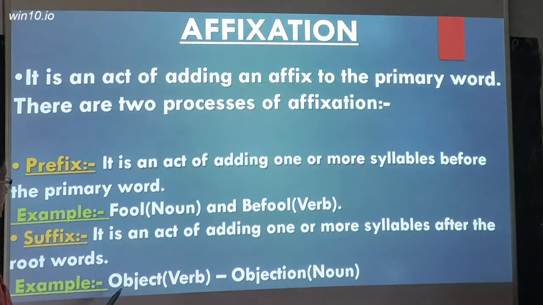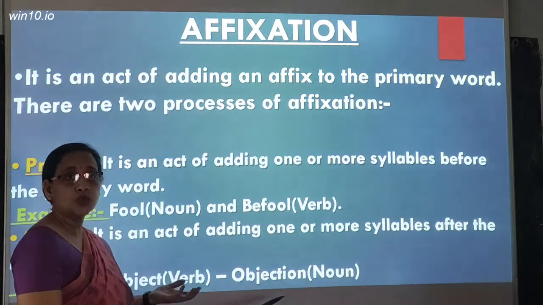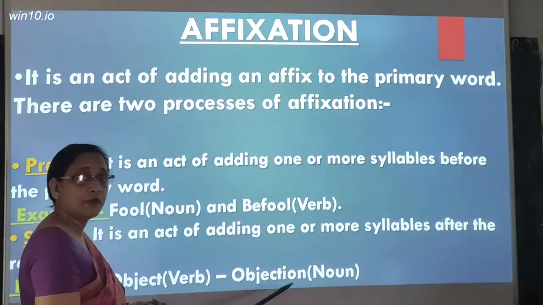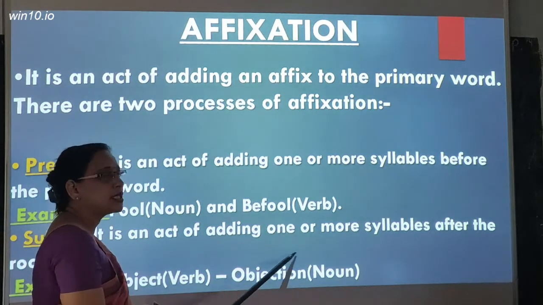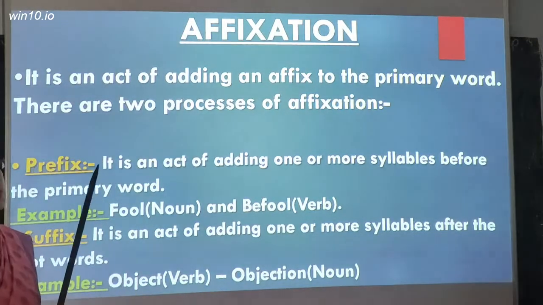As an example, we can see "object." Here object is a verb, and we put I-O-N after the root word. So the new word before us is "objection." Objection is a noun. So this is affixation.